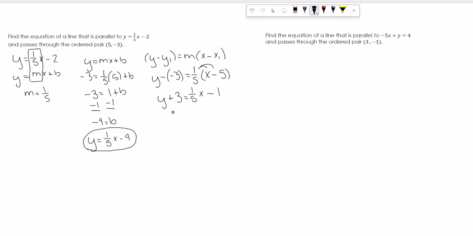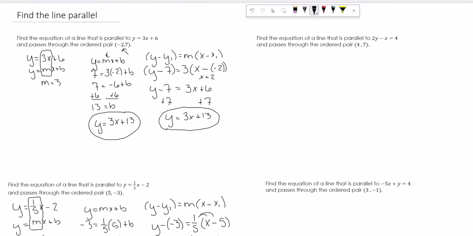Now I have to get y by itself. I'm going to subtract 3 from both sides. y equals 1/5 x minus 4. Let's move our way up again. Let's look at this one.